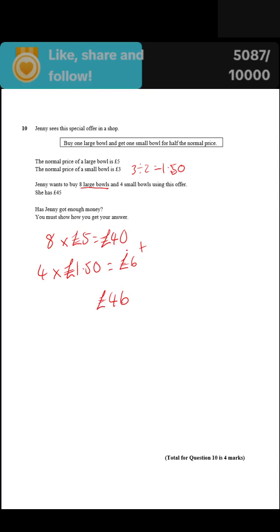So our next step is, has she got enough money? Have we actually answered the question? Well, we've not. It says, has she got enough money? You must show your answer. She doesn't have enough money, so we need to say no. If we forget to put the word no, we're only getting 3 out of 4 marks when we've done the majority of the work.